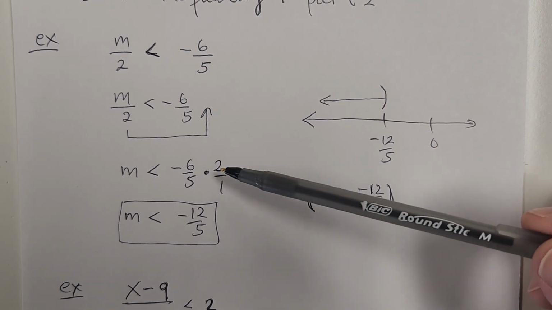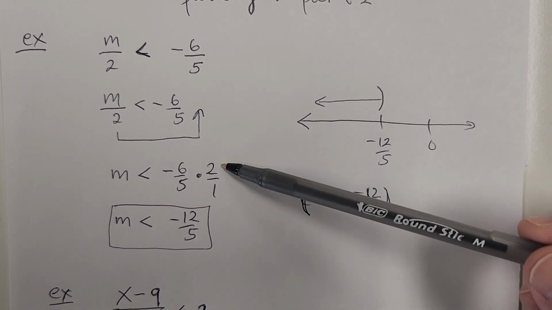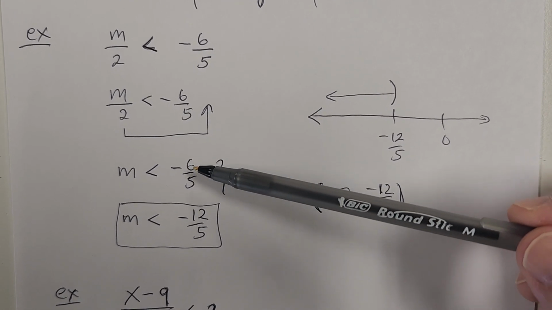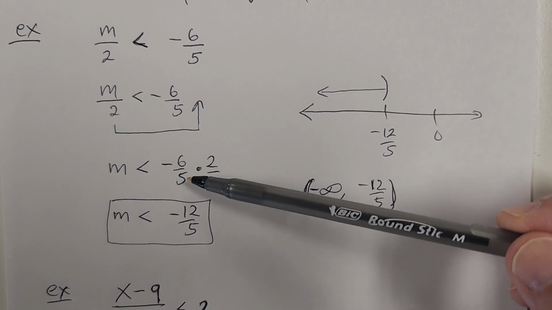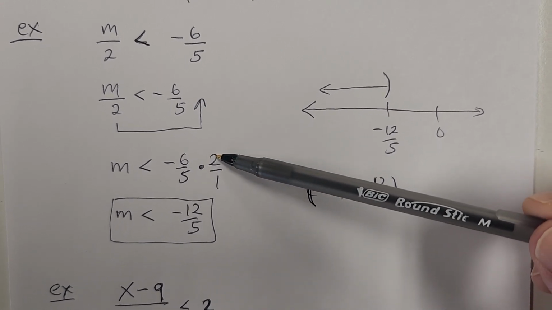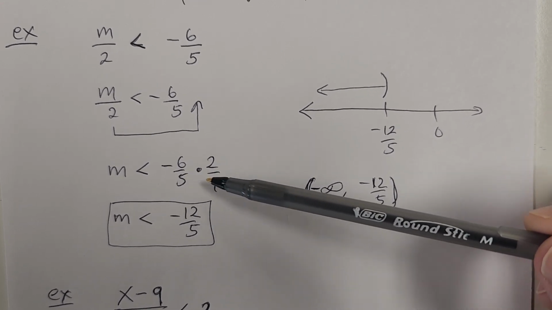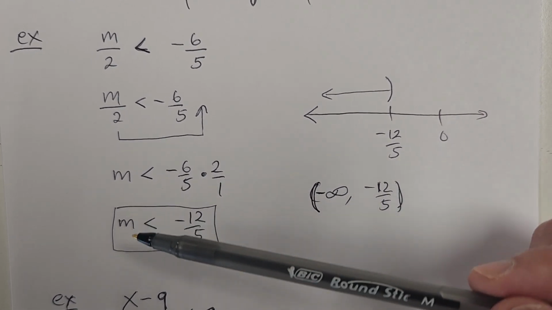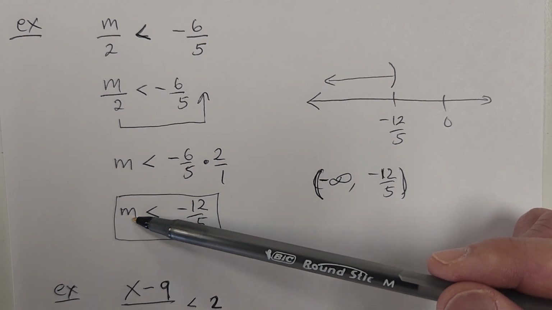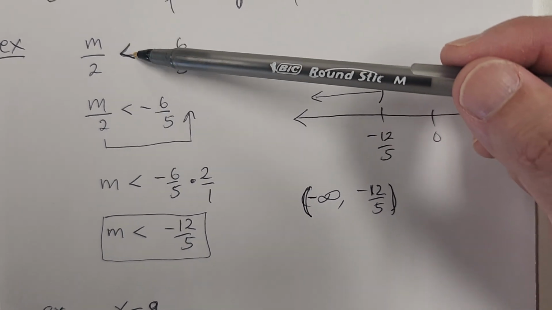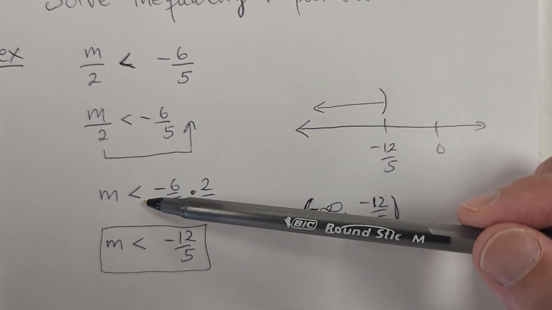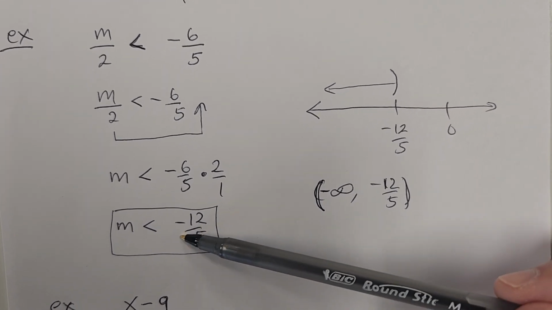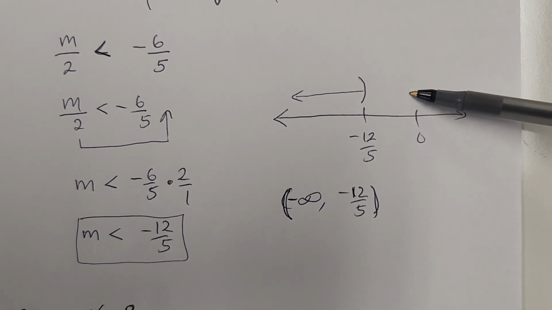Now with multiplication, just multiply straight across. When you're multiplying fractions, you multiply straight across. So negative 6 times 2 is negative 12, and 5 times 1 is 5. I'm done when the letter is by itself, and the less than symbol stays the same. So this is the answer.